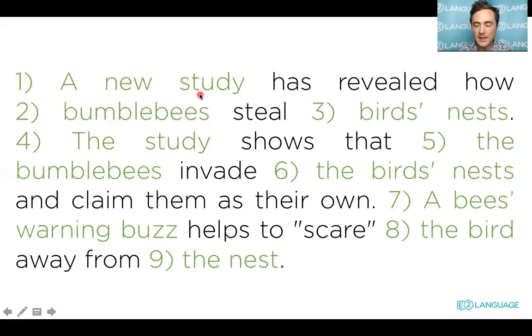A new study. Why? Why not the new study? Because it's the first time we've mentioned this single noun, so we use a. A new study has revealed how bumblebees, why? Why not the bumblebees? Because it's not specific. It's the first time we've mentioned them, and it's plural, so we don't use an article. A new study has revealed how bumblebees steal birds' nests.